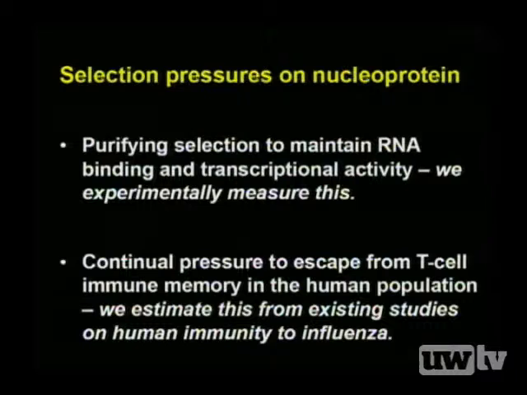And although we are not able to directly measure that in the lab, because it depends on a lot of complex factors in a human, including HLA type and immune history, there's a lot of existing data, which I will refer to later in the talk, that allows us to estimate what parts of this protein are being targeted by the immune memory in the human population. So that's the background.